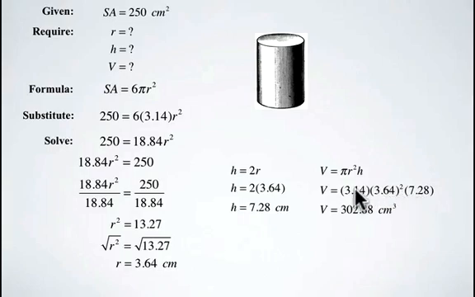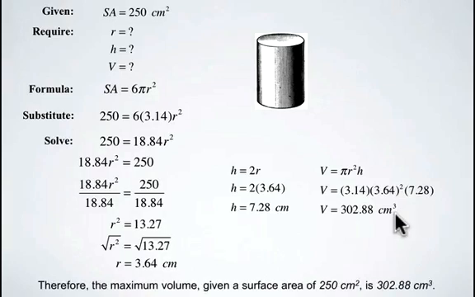When you multiply all of those values together, you should end up with an optimal volume, a maximum volume of 302.88 centimeters cubed. So therefore, the maximum volume, when you have a surface area of 250 centimeters squared, is going to be 302.88 centimeters cubed. And again, it happens when the height is twice the radius.